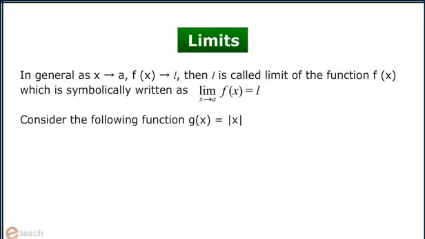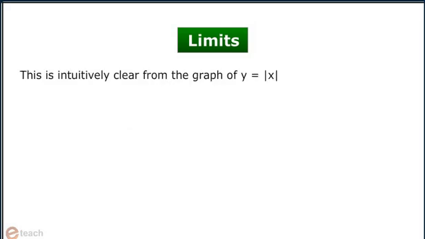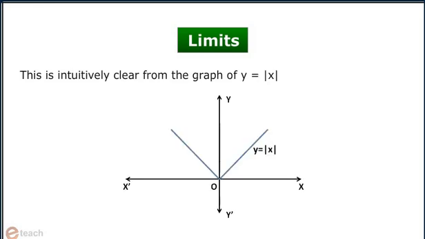Consider the following function g(x) equals mod of x, with x naught equals 0. Observe that g(0) is not defined. Computing the value of g(x) for values of x very near to 0, we see that the value of g(x) moves towards 0. So, the limit as x tends to 0 of g(x) equals 0. This is intuitively clear from the graph of y equals mod of x near x naught equals 0.